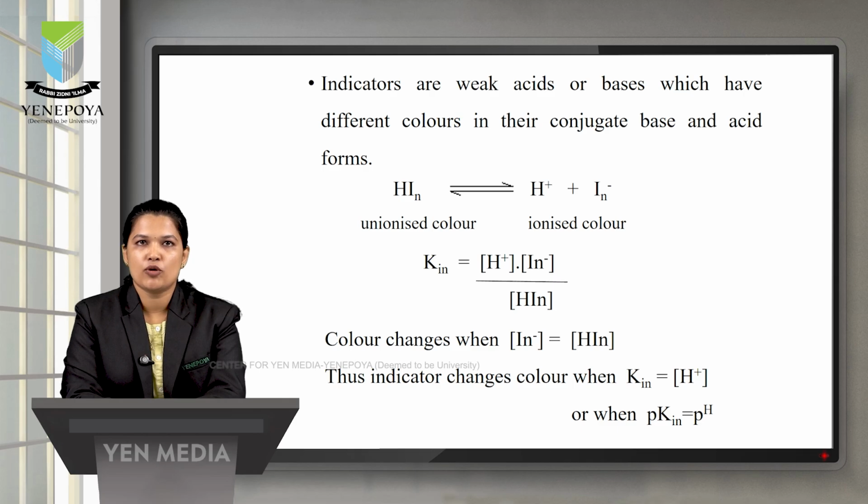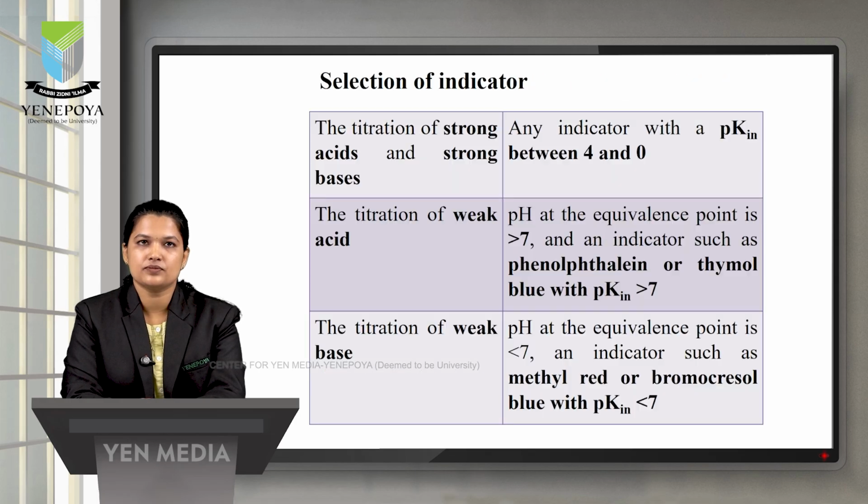This is an unionized form of indicator that dissociates to give H plus and In minus ions, and we find out that K indicator is equal to the concentration of H plus times the concentration of In minus divided by the concentration of unionized indicator. The color changes when the concentration of indicator ion is equal to the concentration of unionized molecule. The indicator changes the color when K indicator is equal to the concentration of H plus.